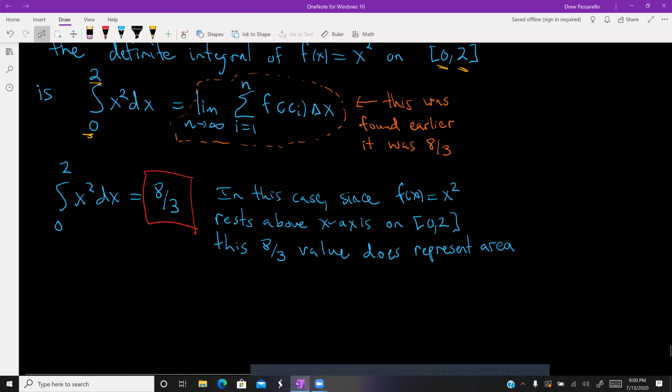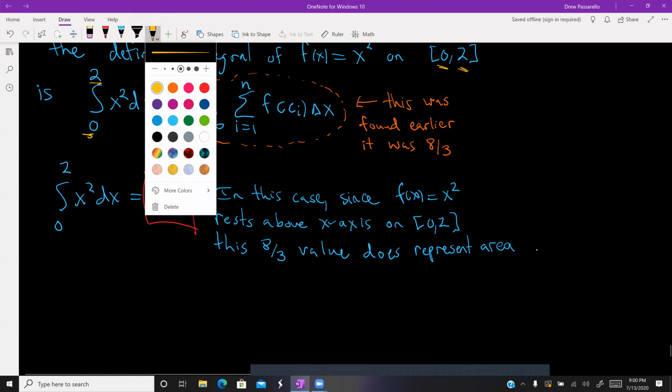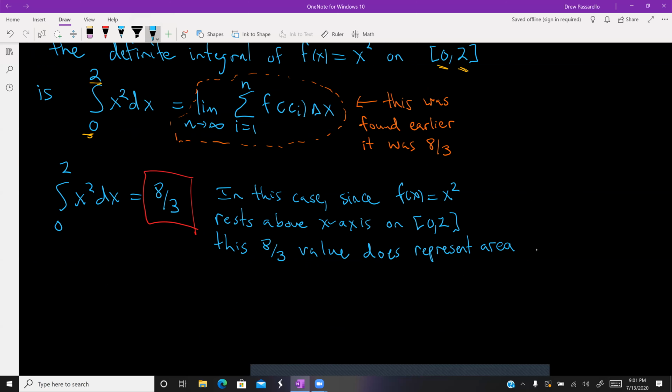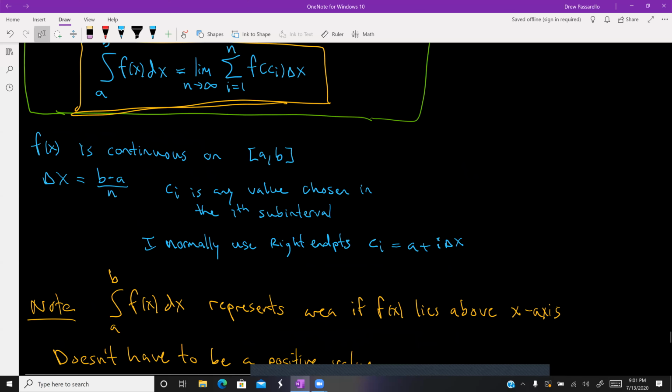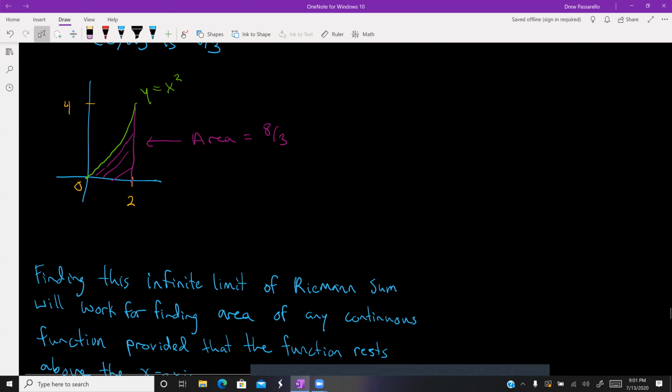In this case, our function x squared rests above the x-axis on 0 to 2, so this 8/3 value would in fact represent area. All right, so that's pretty much the main points. I will go into actual examples in the following videos. I just wanted to cover the concepts first, and it took me about 3 parts to do this for the concepts.